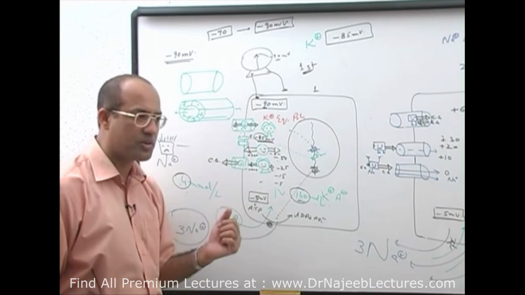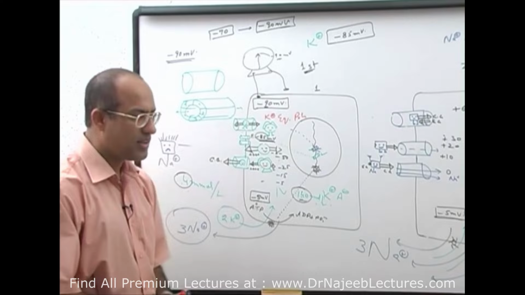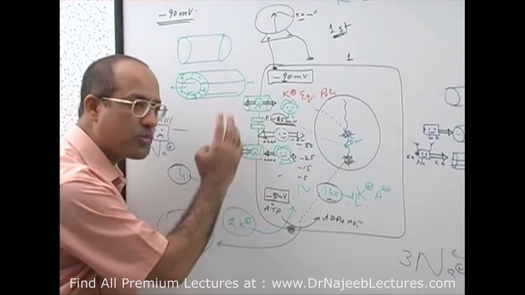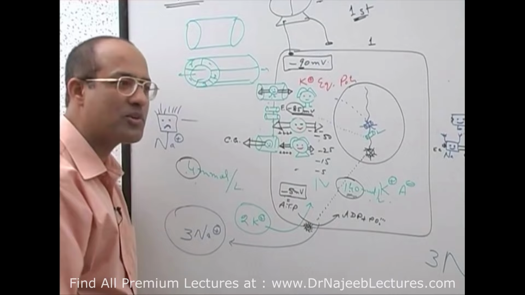Is that right? But they have a very powerful indirect role. What is that indirect role? Why was potassium diffusing out? Because there was a lot of potassium in. Who brought so much potassium in? Sodium potassium ATPases. So this is their real role.